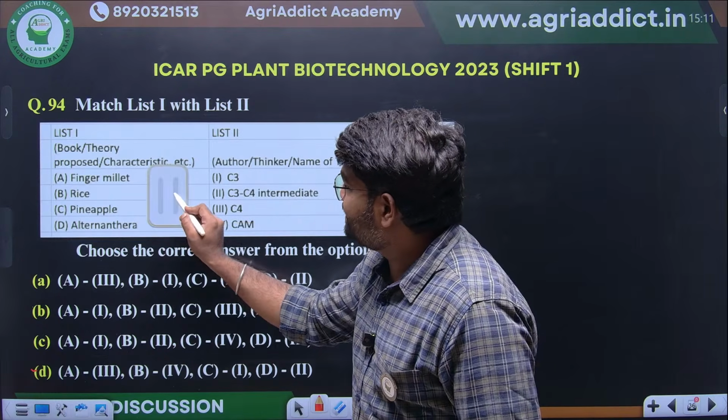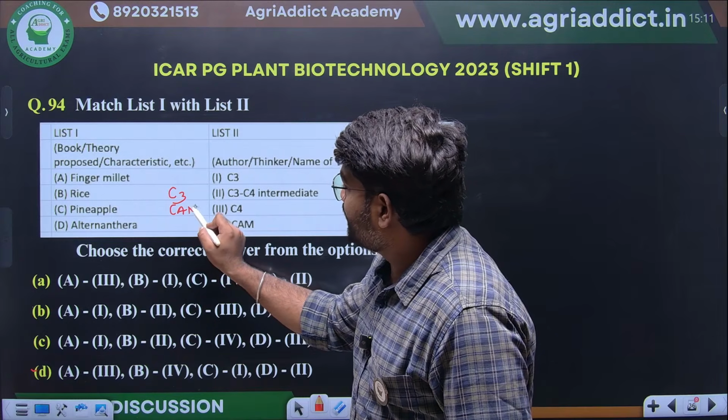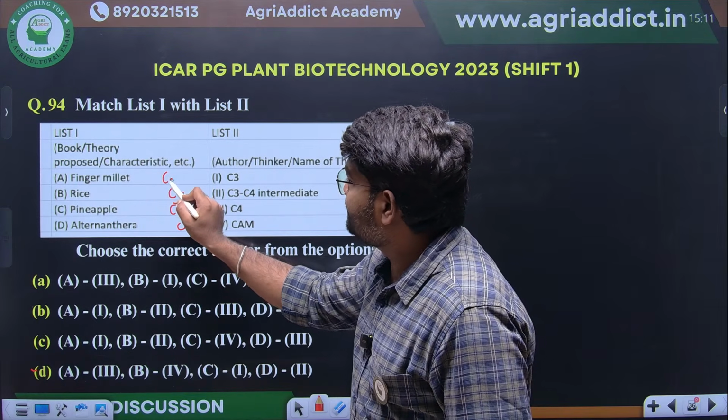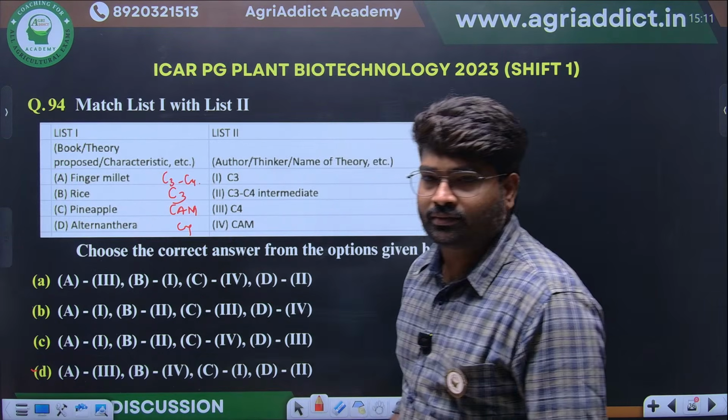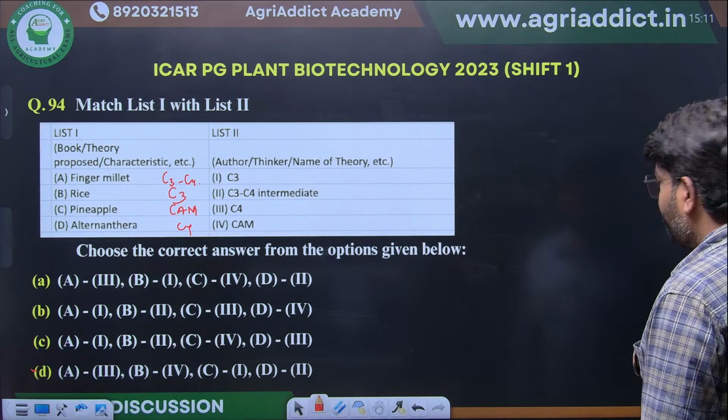Rice is a major C3 crop. Pineapple is a CAM crop. Alternanthera is a C3-C4 intermediate, between C3 and C4. Okay, here a typing mistake is there. Just use C1. Okay. Next.